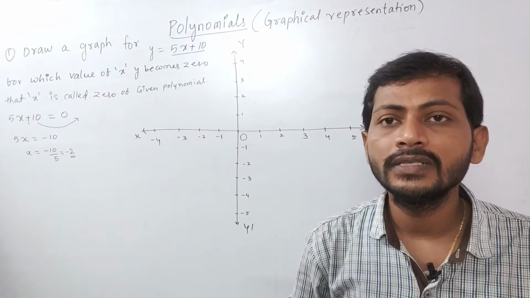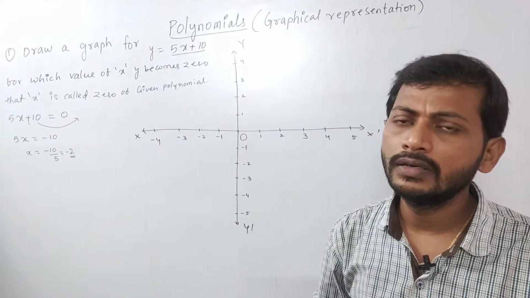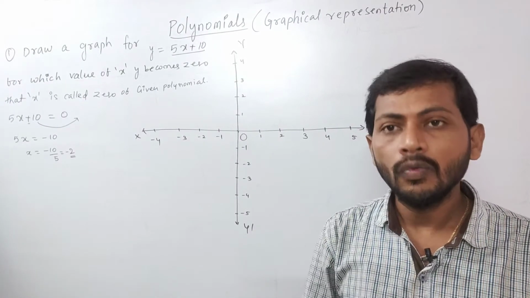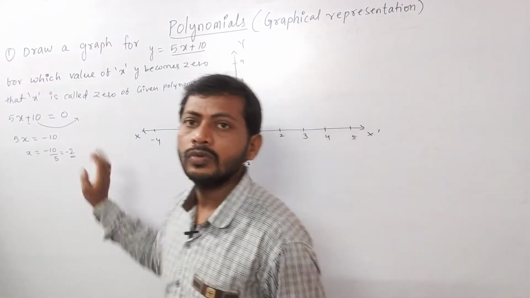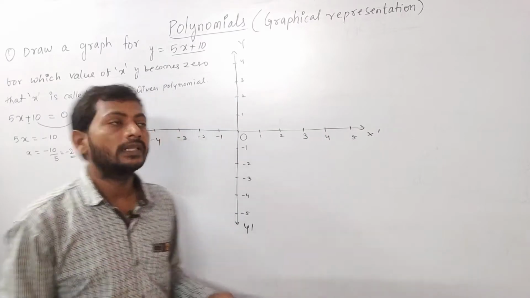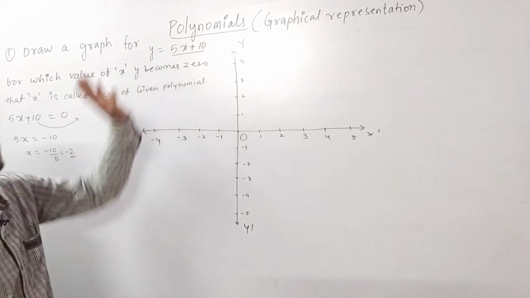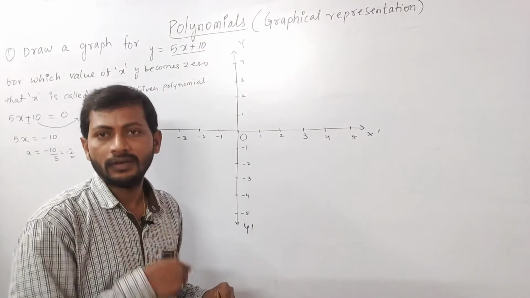How many zeros are there? That means how many x values you got. Only one x value I got. Sometimes we get 2 x values or 3 x values also; how we get that, we will discuss. Now this minus 2 I have to get by using the graph paper also. That is called graphical representation, or finding the zero by using the graph paper.